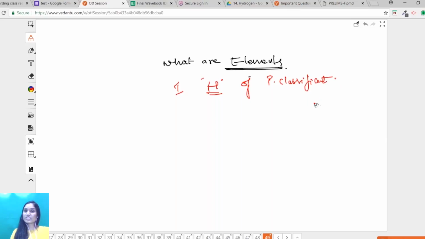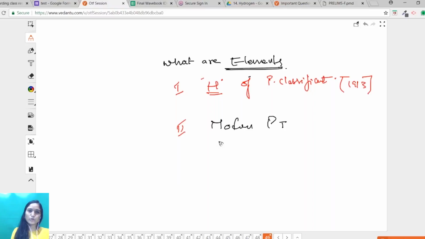Don't think that since it is history, it is everything that happened before today. No, it's not. History of periodic classification is everything that had happened till 1930. Okay? And the second segment of this chapter is the modern periodic table.